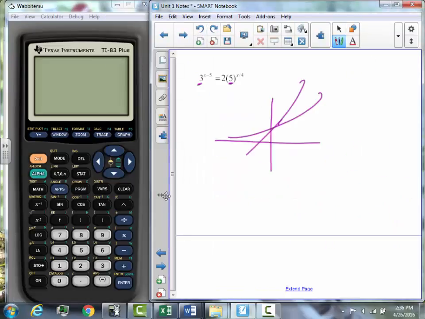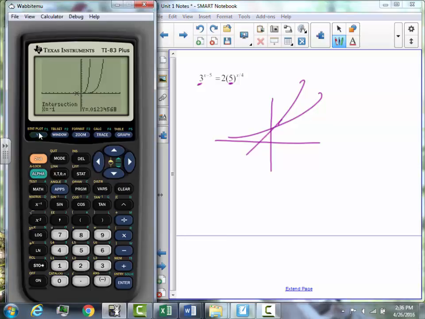So let's just do that one more time. 3 to the power of bracket, don't miss that bracket, x minus 5. 2, new bracket, 5, close bracket, power of new bracket, x divided by 4. So there's one exponential graph. Here's the other exponential graph.